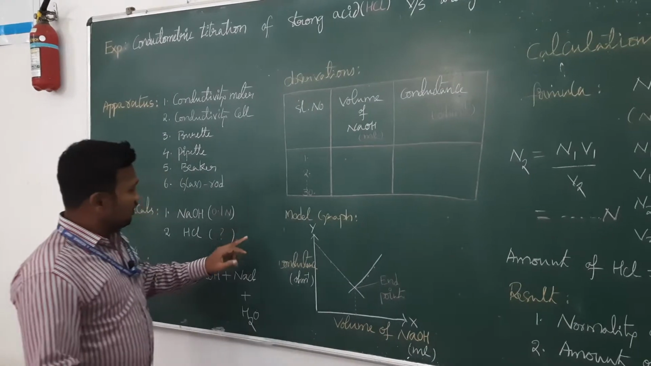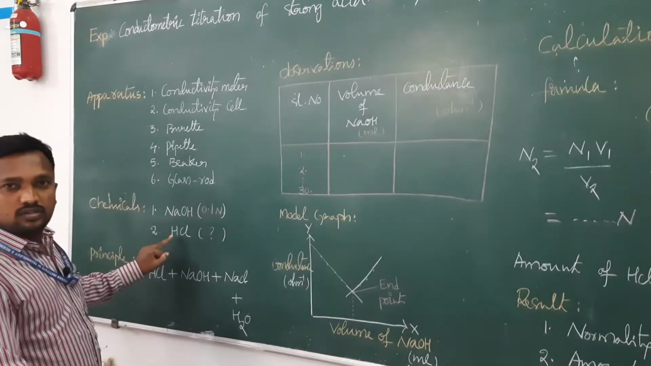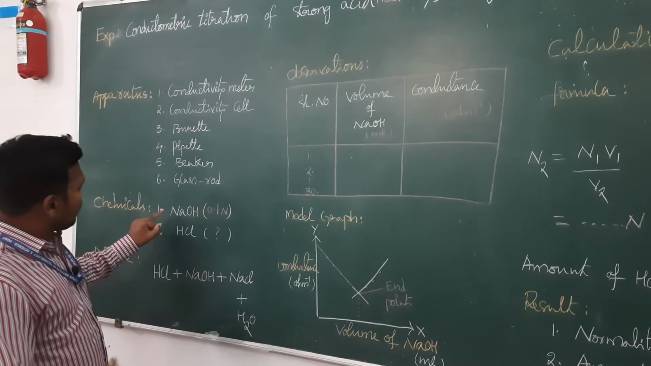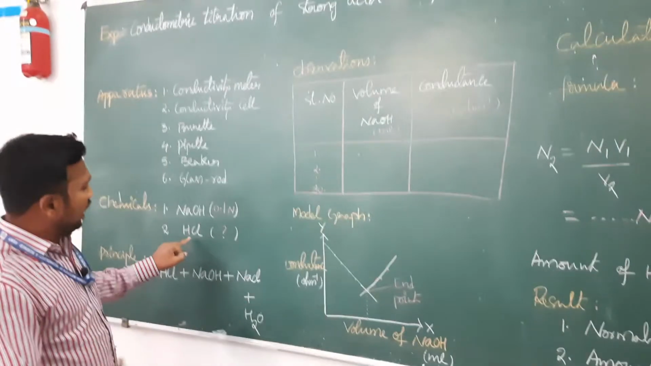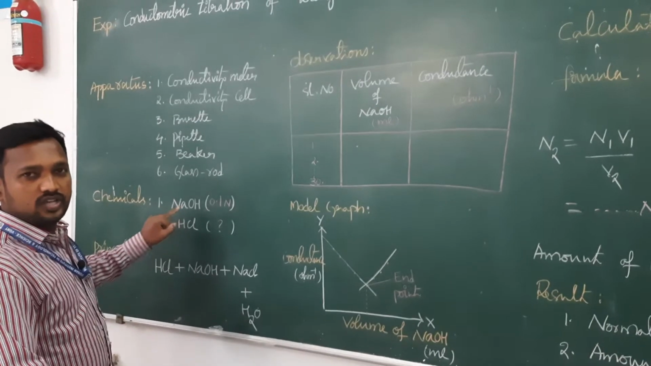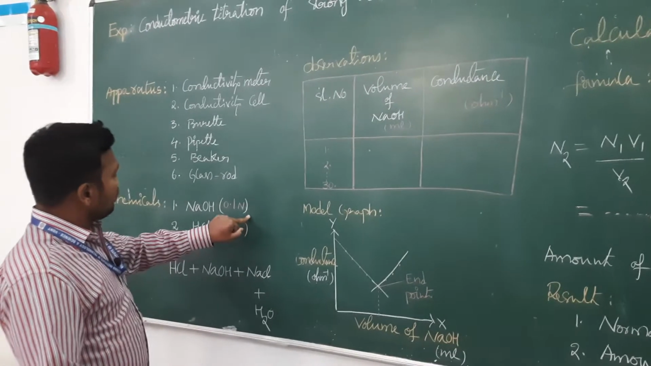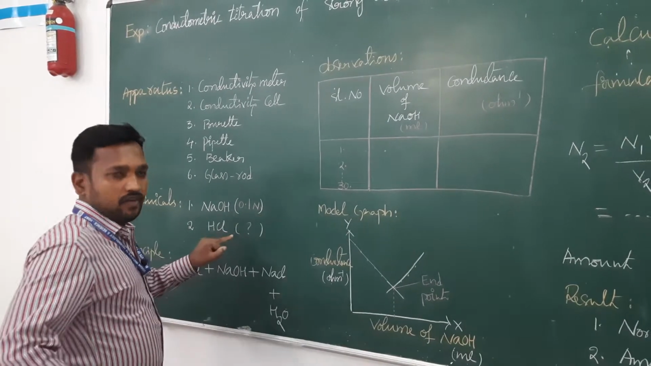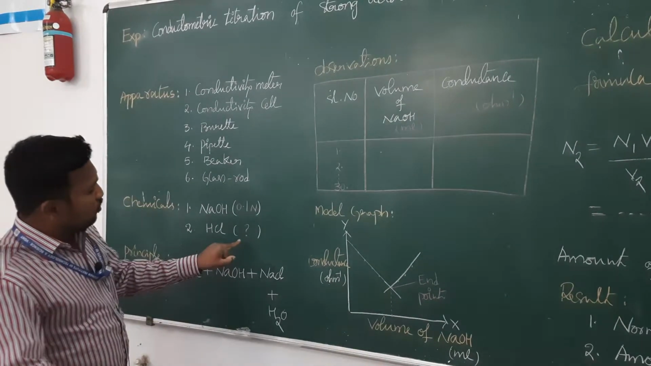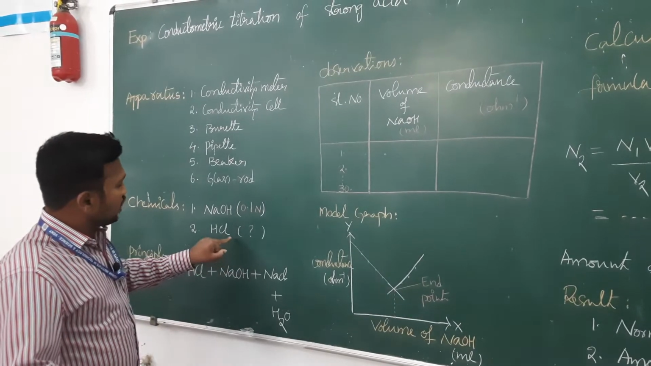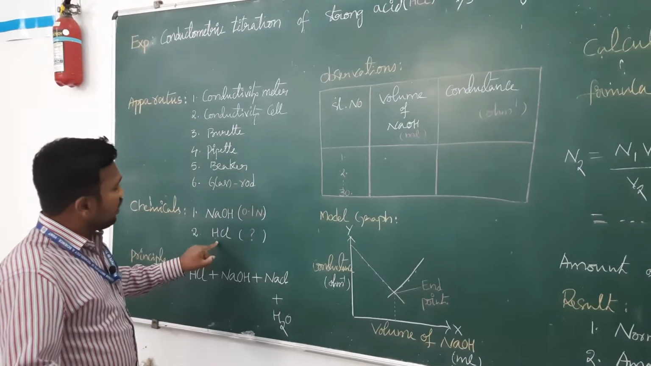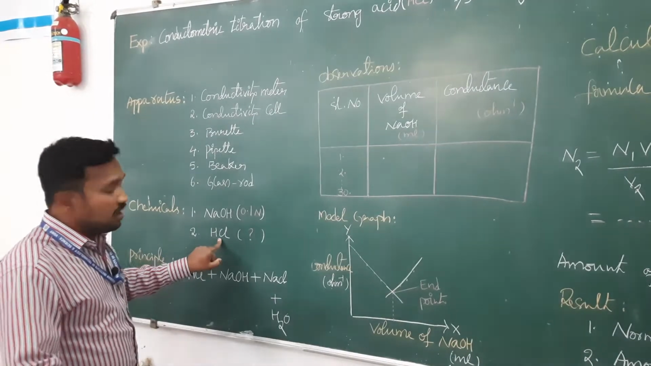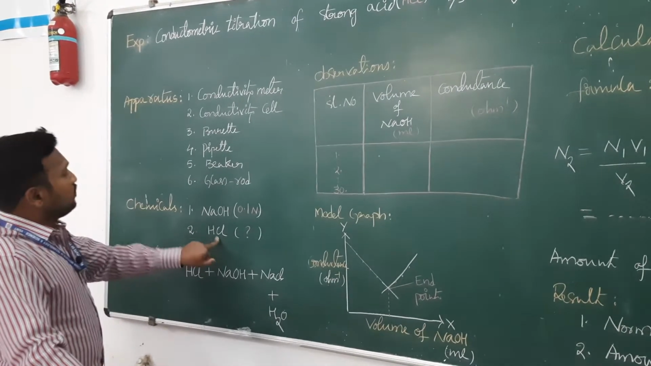Next, in this experiment, we need some chemicals. Those chemicals are NaOH and HCl. The NaOH concentration is 0.1 normal, which means it is a known concentration solution. That's why it is called standard NaOH. Here HCl is an unknown concentration solution. In this experiment, you have to find the HCl concentration. That is the aim of this experiment.